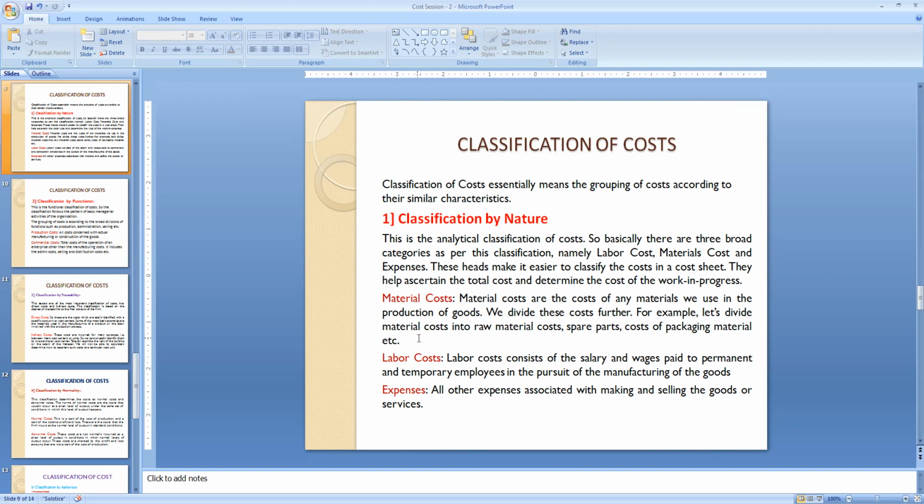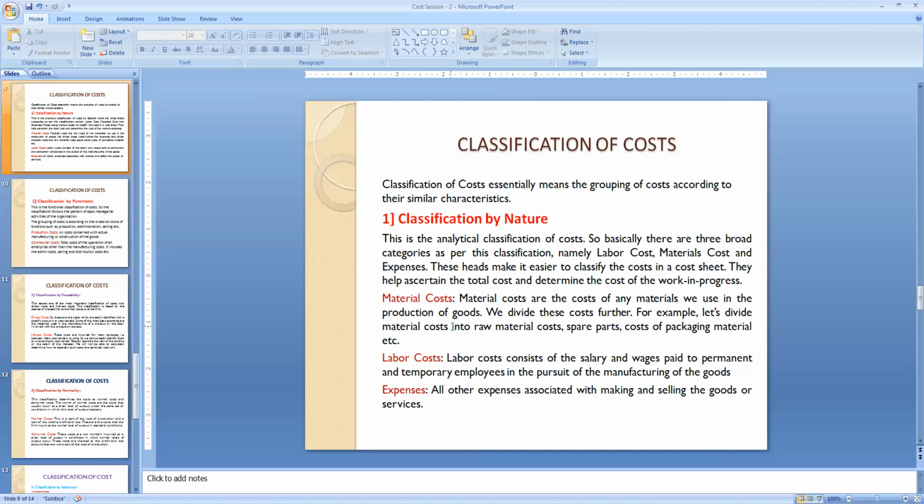Based on the nature, the first type is material cost. What does material cost mean? It is the cost of raw materials consumed for production, or the cost of materials that are used for the purpose of production. That is called material cost. Again, in the case of material cost, we come across direct material cost and indirect material cost. What does direct material cost mean? It is the material itself that is involved for the purpose of production.